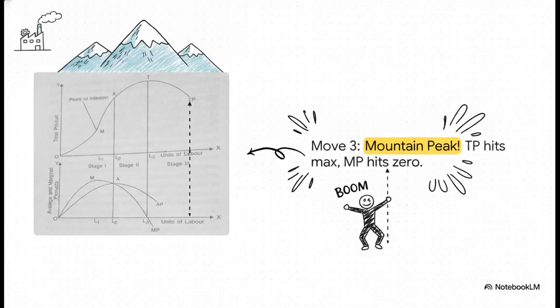This is move number 3, the mountain peak. If you look at point T on the top graph, that is the absolute maximum total product. We literally cannot fit one more toy out of this factory. And if you trace a line straight down from point T, boom, our MP dancer hits exactly 0 on the x-axis right at L3. When overall production maxes out, the extra output from a brand new helper is exactly 0.